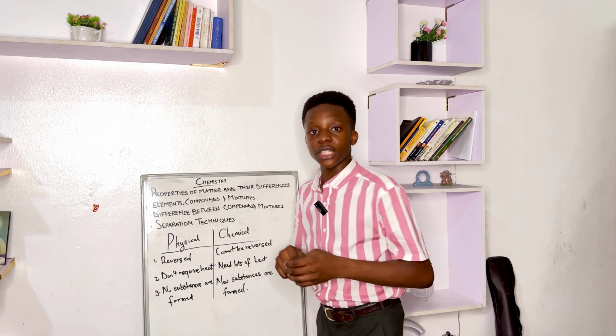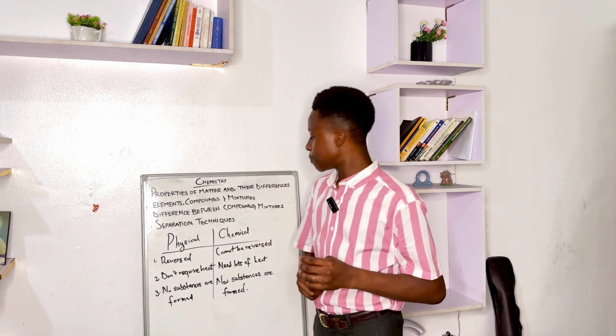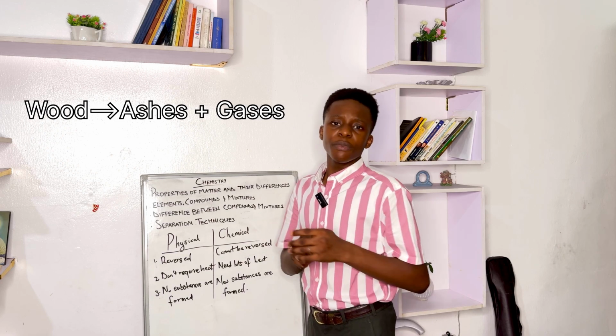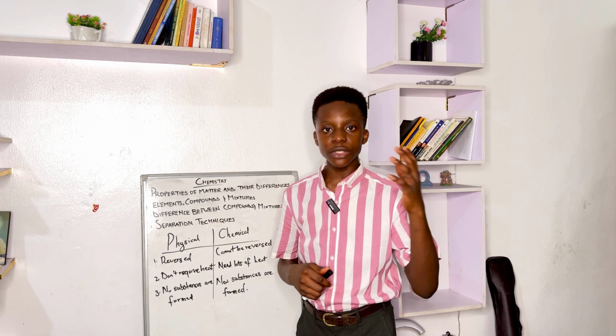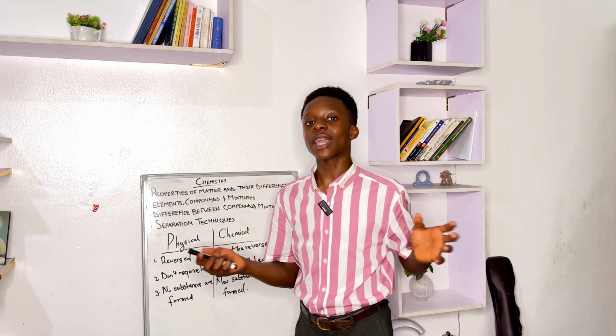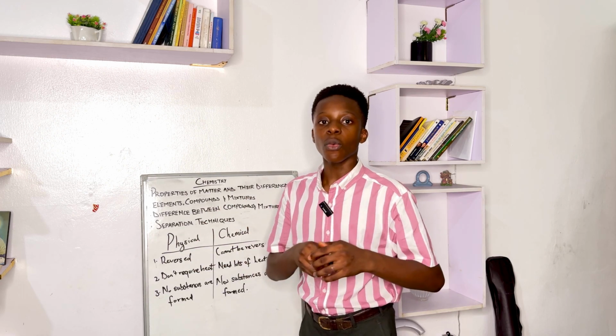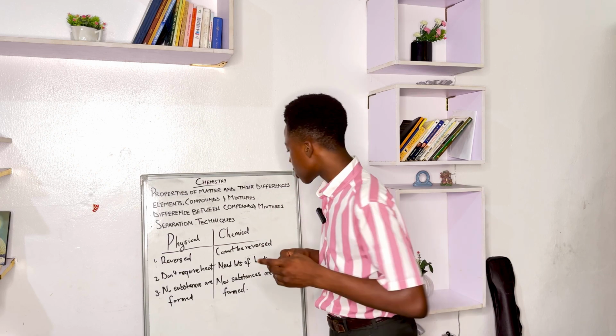And when it comes to chemical changes, an example is the burning of wood. Can the burning of wood be reversed? Of course, the burning of wood cannot be reversed. When wood is burnt, it yields ashes and gases. And you can't bring ashes and gases back to form wood unless you did playback, which is not possible.